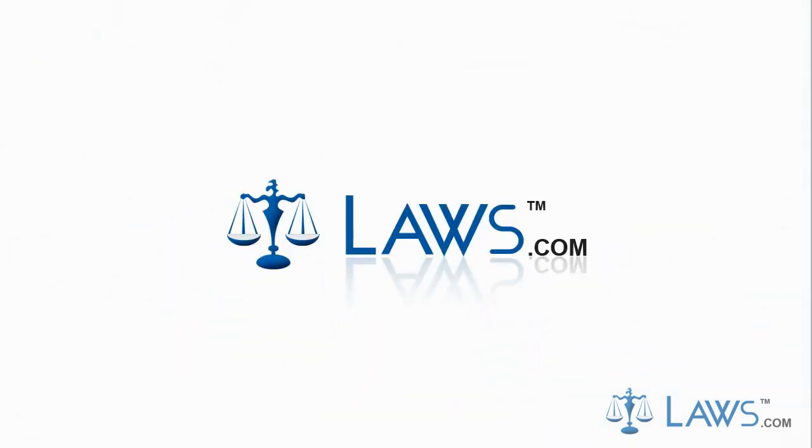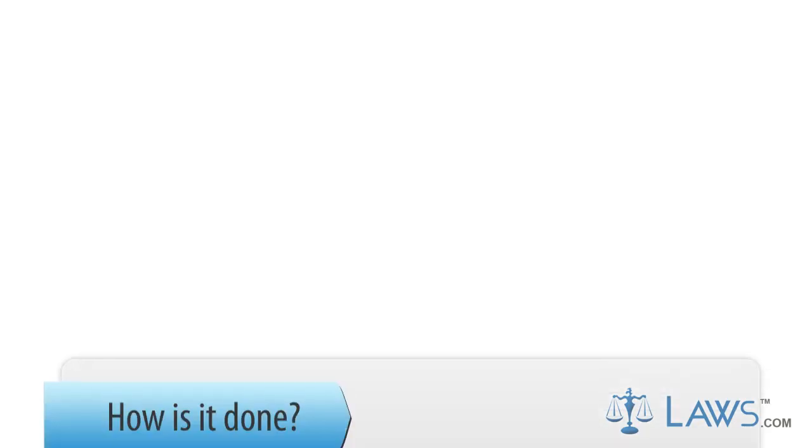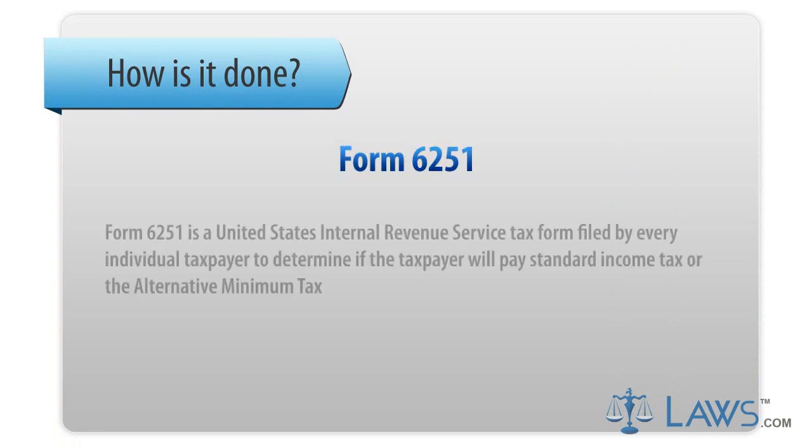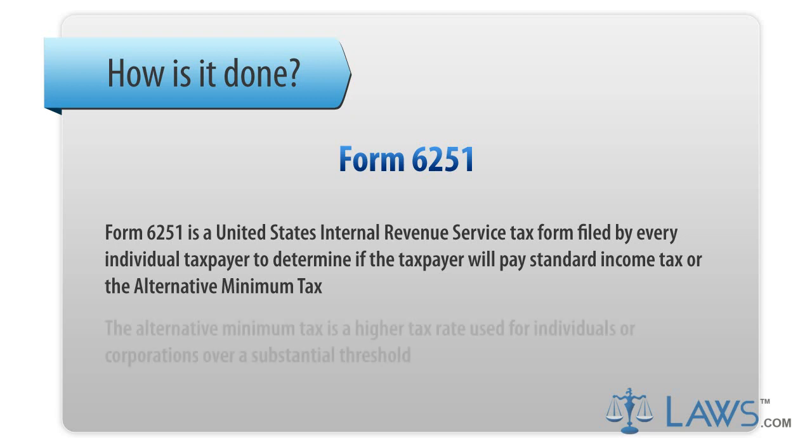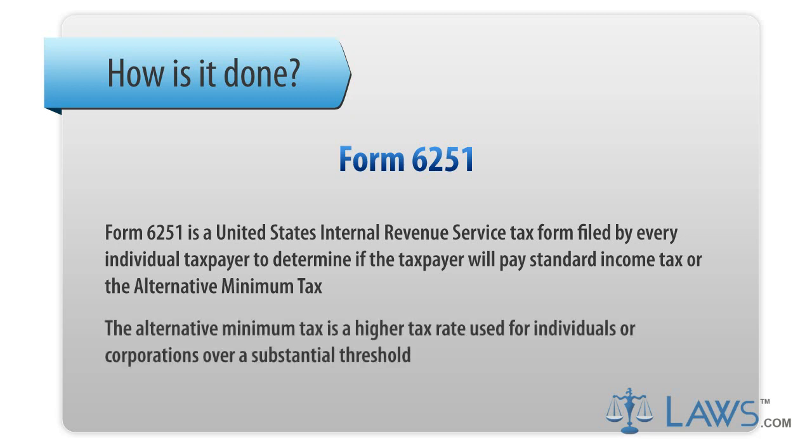Laws.com Legal Forms Guide. Form 6251 is a United States Internal Revenue Service tax form filed by every individual taxpayer to determine if the taxpayer will pay standard income tax or the alternative minimum tax. The alternative minimum tax is a higher tax rate used for individuals or corporations over a substantial threshold.